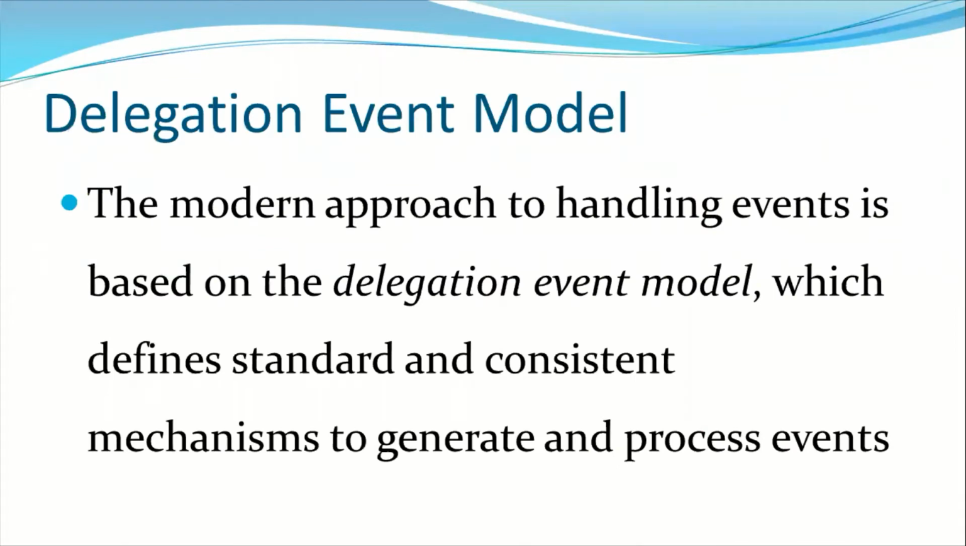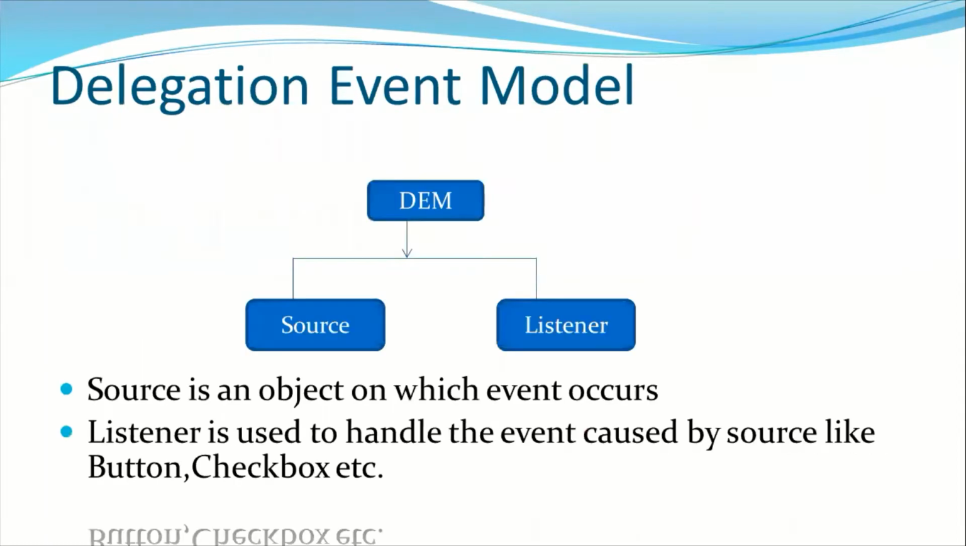Delegation event model. It defines a standard and consistent mechanism to generate and process events. It has two parts, source and listener. Source is an object on which an event occurs. The source means any component like button, checkbox, text field, text area, label. These are the sources. And listener is used to handle the event caused by a source like button, checkbox, etc. Listener simply waits until it receives an event. Once it receives the event, it processes that event.